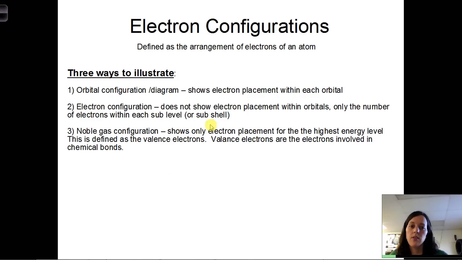But the electron configuration doesn't show you the electron placement within the orbital, only the number of electrons within each sublevel, which can also be called a subshell. The noble gas configuration is the shortest way to illustrate the electron configuration, and it shows you the electron placements for only the highest energy level orbitals in the highest energy level, which are called valence electrons. These electrons are the ones involved in bonding. They're either being shared in a covalent bond or transferred in an ionic bond.